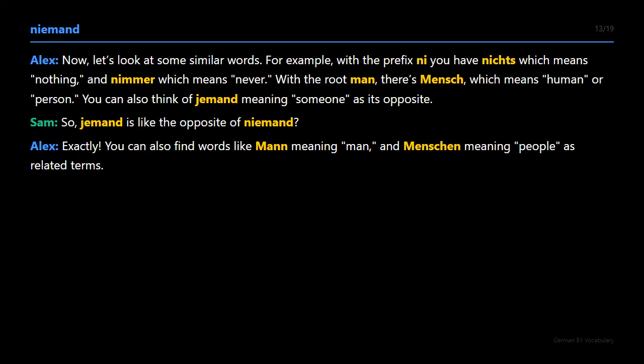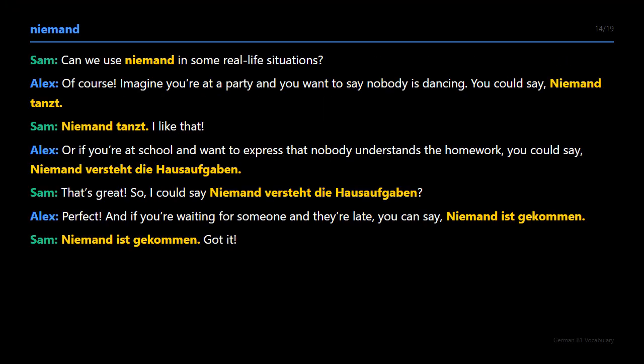Can we use niemand in some real-life situations? Of course. Imagine you're at a party and you want to say nobody is dancing. You could say, niemand tanzt. Niemand tanzt.